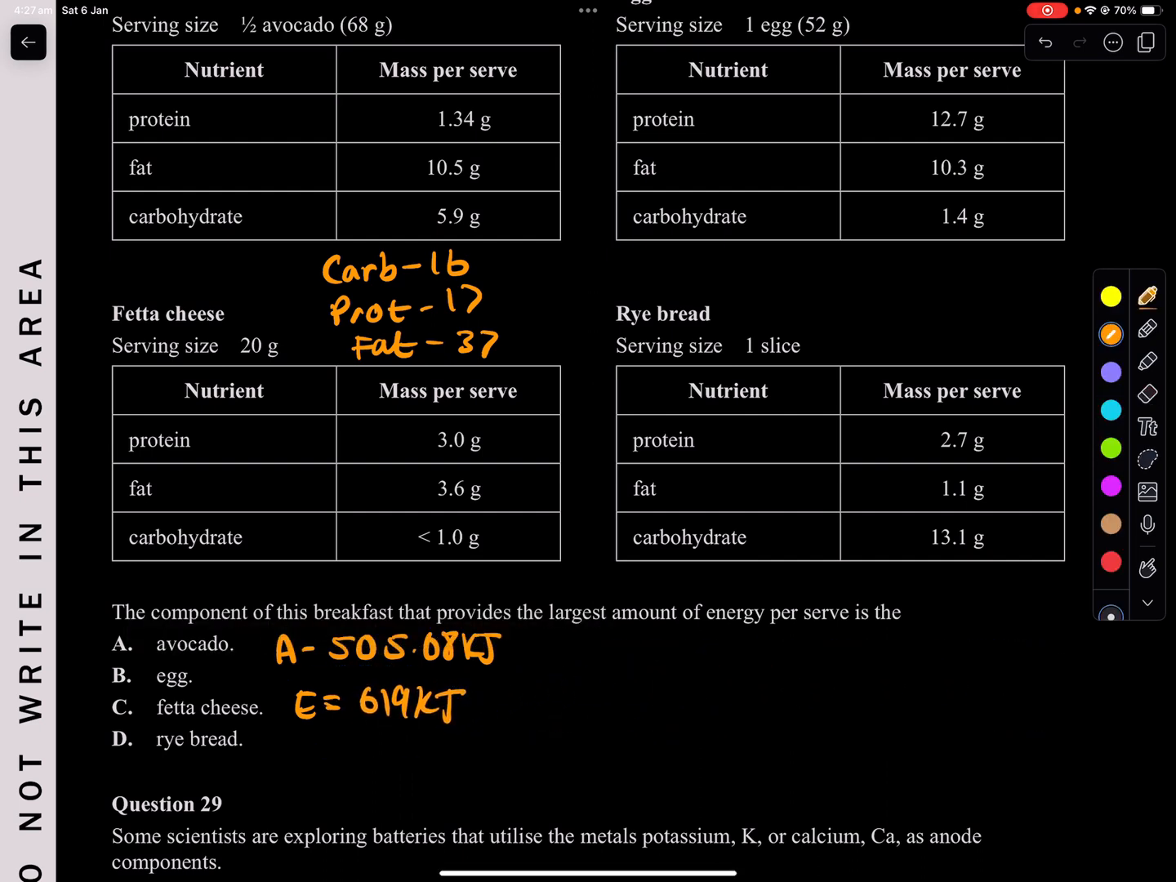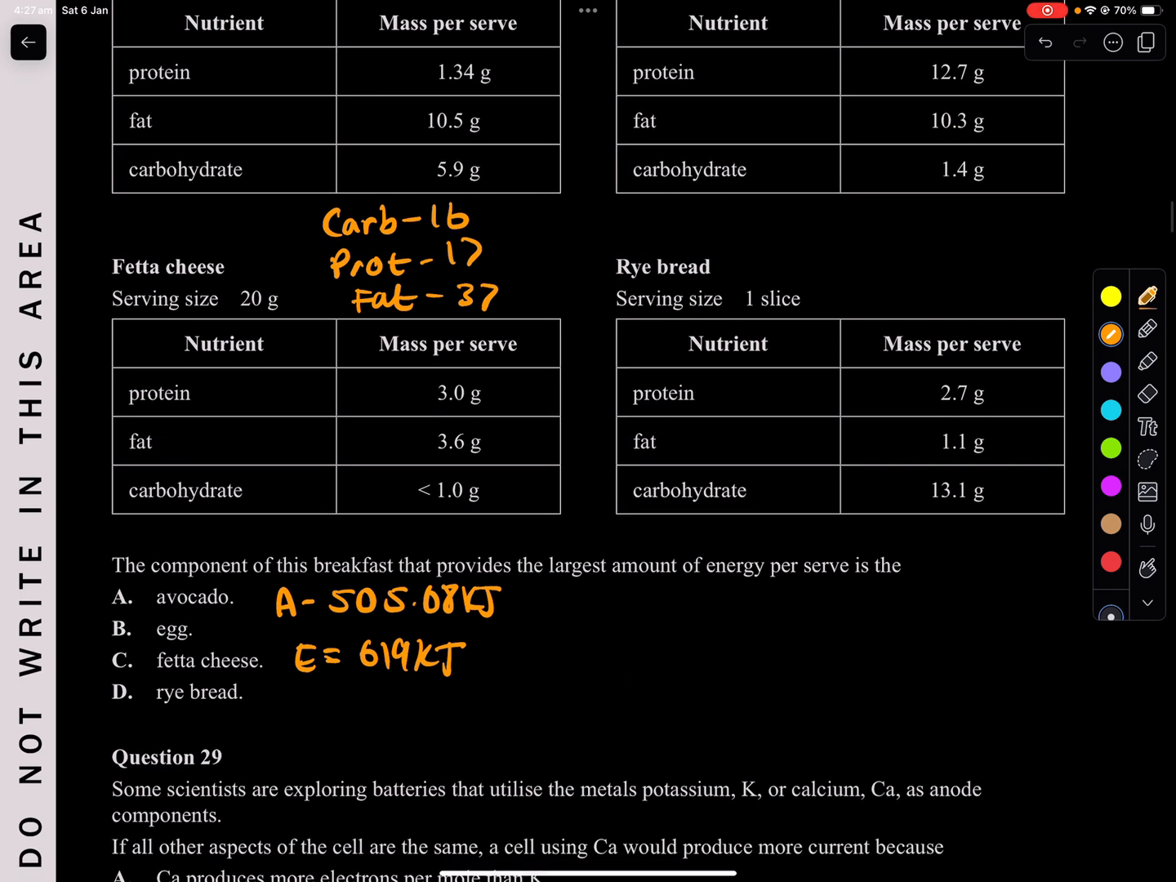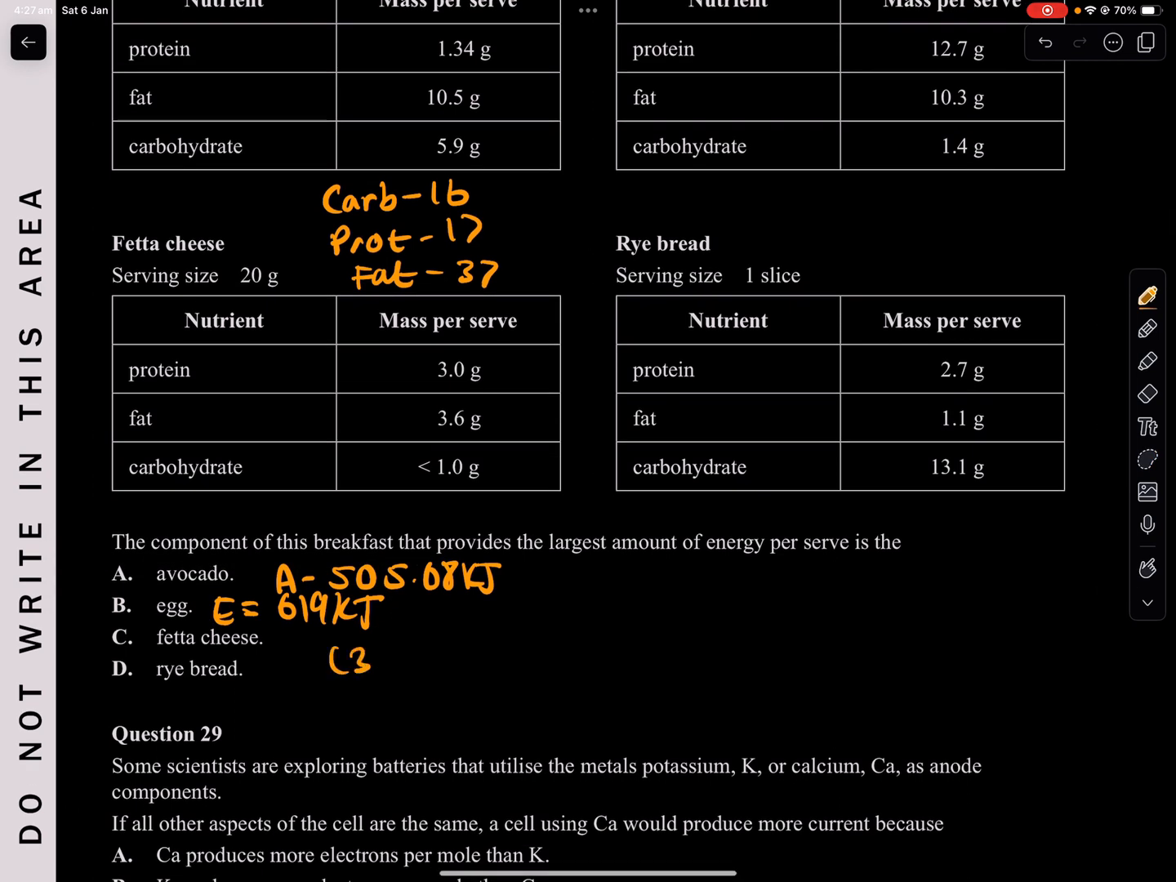Nice. Next one is feta cheese. Let me bring this up here. There we go. For feta cheese, we have 3 grams of protein, so 3 times 17, plus 3.6 times 37 for fats, plus less than 1 gram, let's say 0.9, times carbs, which is 16. How much is that going to give me?